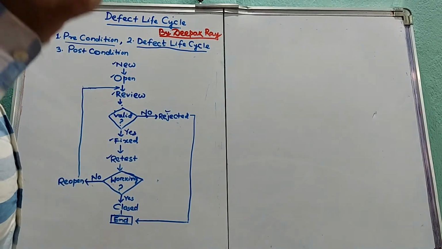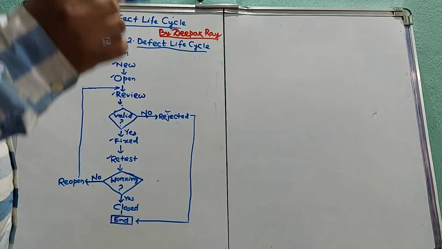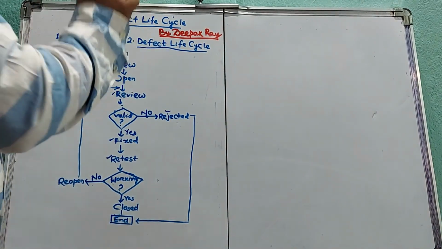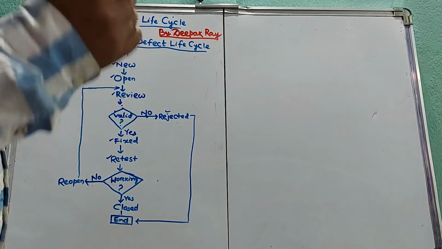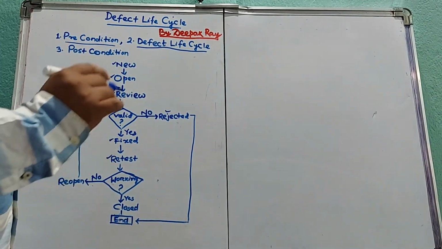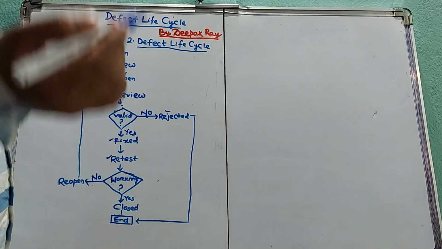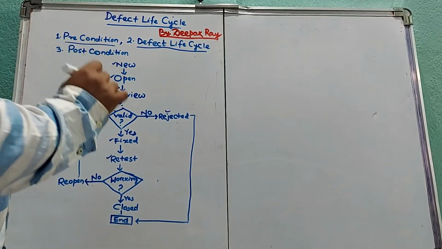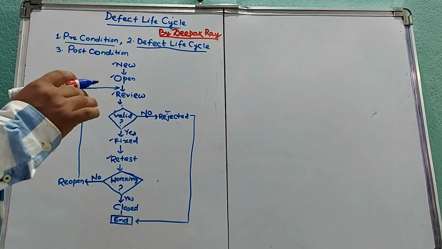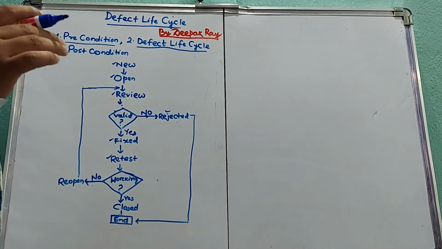We have to re-verify our failed test case which is linked to the defect. Once the defect is closed or rejected, we have to go back, re-execute the test case and pass the associated test case linked to this defect. So this is all about defect life cycle.